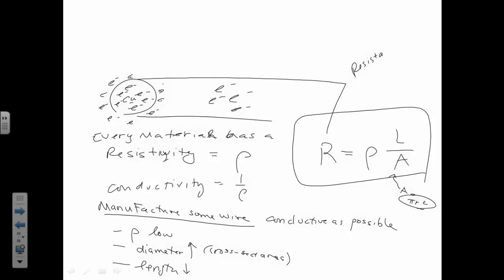resistance, just as it says before, resistance is the property which resists the motion of electrons.